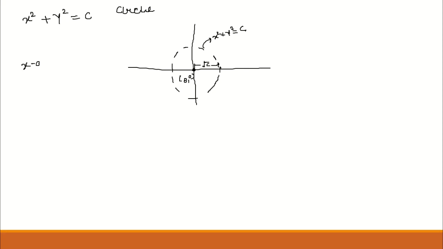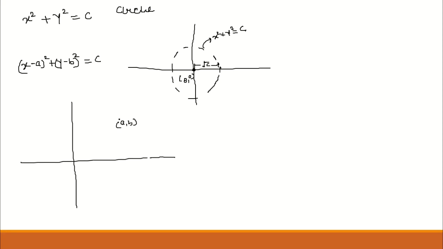अगर x स्क्वायर न करके (x minus a) का स्क्वायर प्लस (y minus b) का स्क्वायर is equal to c है, then we will have a different circle in which (a, b) will be the center and the circle will be in this manner. This is (a, b) and this is the center. And the radius will be under root of f square plus g square minus c. I'll explain what f and g are in the upcoming classes.